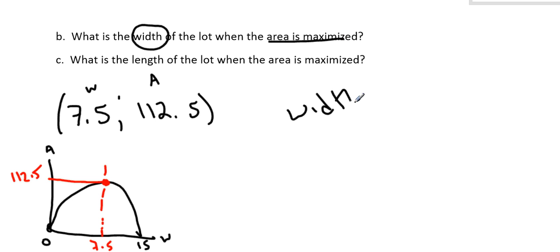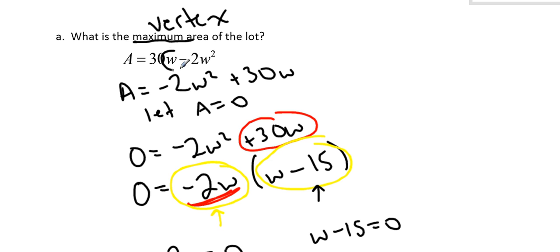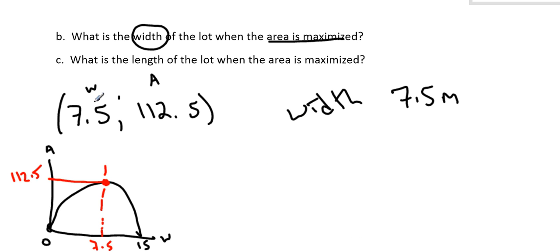Well, it's a width of 7.5 meters, because everything in the original equation that we just maximized was relating width and area. So the value of the vertex is width and area. So the width of 7.5 meters is what maximizes the area. What is the length of the lot when the area is maximized?